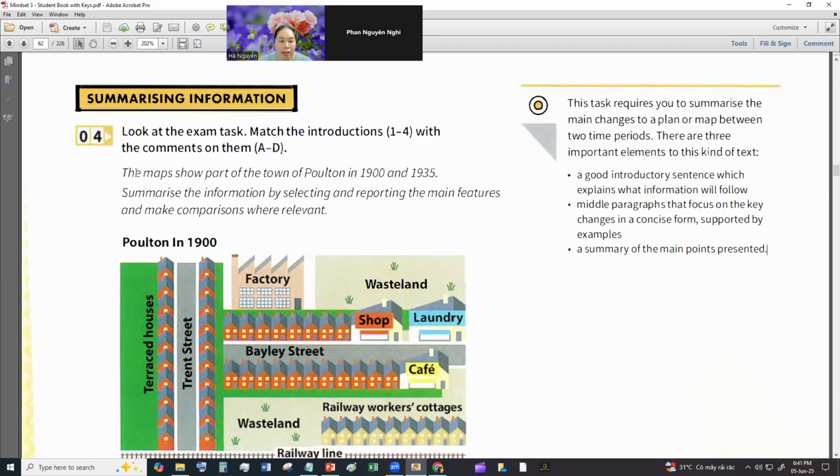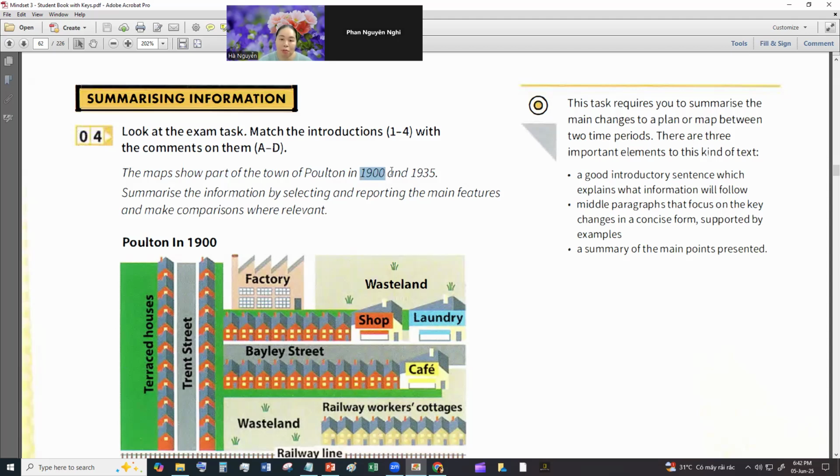Now, can you please just read aloud the question? The maps show part of the town of Halton in 1900 and 1935. Summarize the information by selecting and reporting the main features and make comparisons where relevant. Good job. And this is how you can read this one quickly.